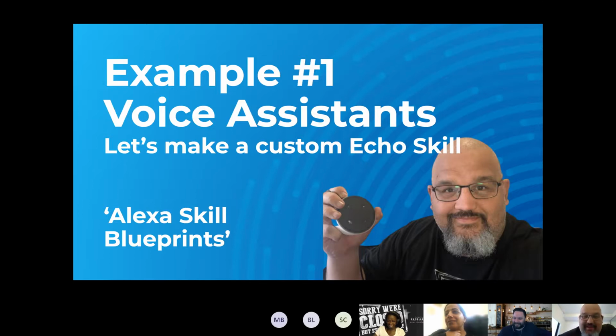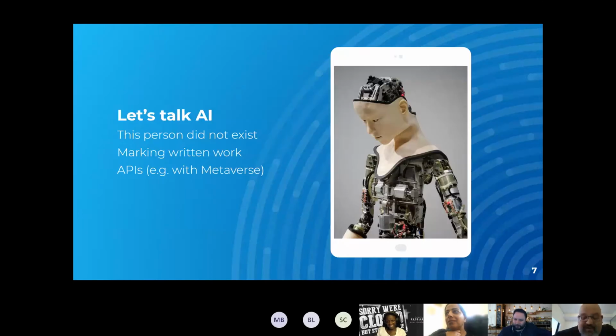All right. What I'm going to do though is I want to talk here just very quickly within the next 5 minutes about a couple of really cool AI avenues to go down. So let's talk about AI. I've got these 3 things here we just want to dive in just very quickly. This person does not exist. Marking written work and APIs.